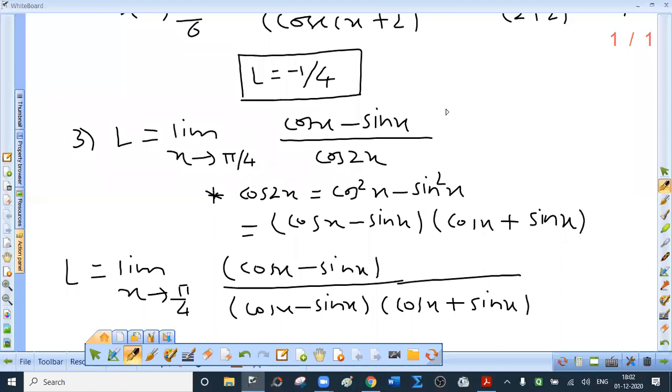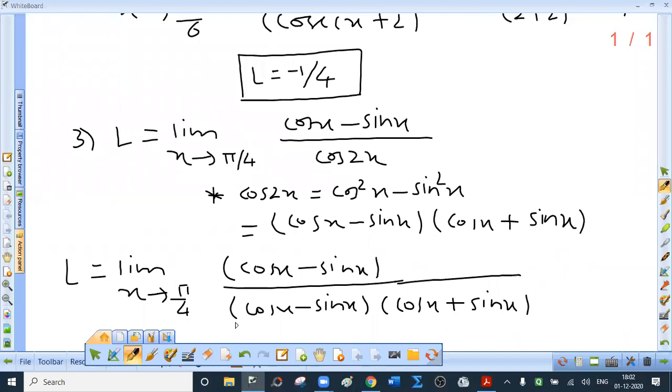Third sum, let L be the limit x tends to pi by 4, (cos x minus sin x) upon cos 2x. Can we take limit in the first step? No, 0 by 0 form. Cos pi by 4 is same as sin pi by 4, difference 0. Cos 2 times pi by 4, cos pi by 2 is again 0. So we cannot take the limit. Now, what is cos 2x? Cos square x minus sin square x. What are the factors? Cos minus sin, cos plus sin.